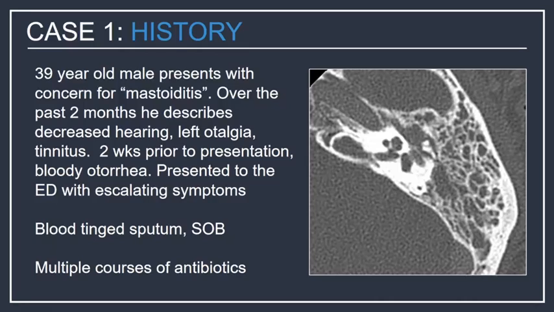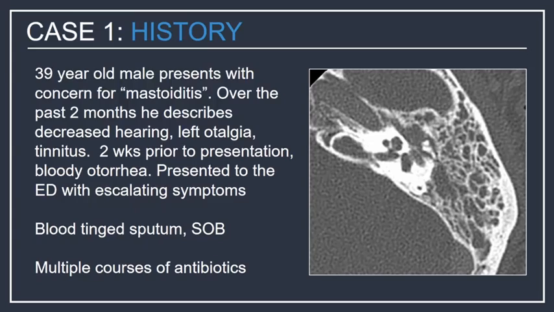So our first patient is a 39-year-old who presents with a concern for mastoiditis. Over the past 2 months, he describes decreased hearing, otalgia, and tinnitus. 2 weeks prior to presentation, he experienced bloody otorrhea, and he now presents to the ER with escalating symptoms. He reports several episodes of blood-tinged sputum as well as shortness of breath, and he has also had multiple courses of antibiotics without any improvement in his symptoms.